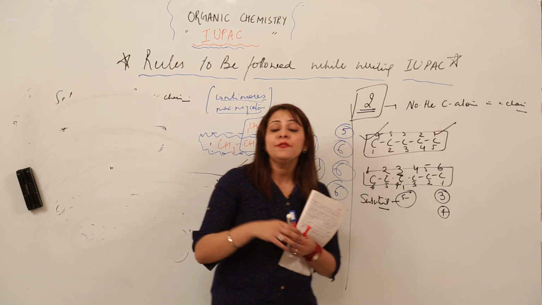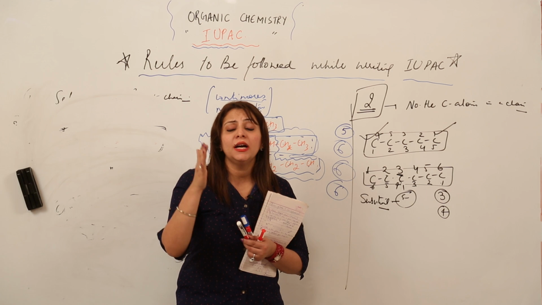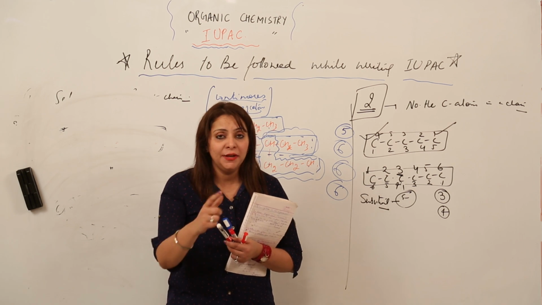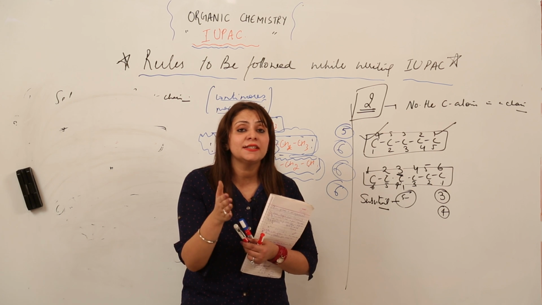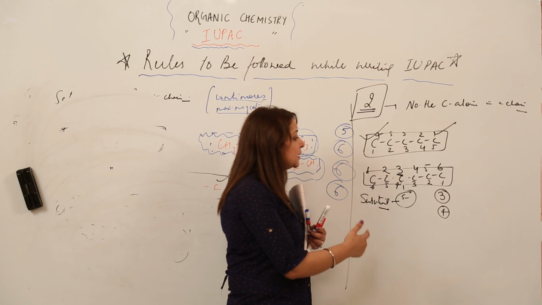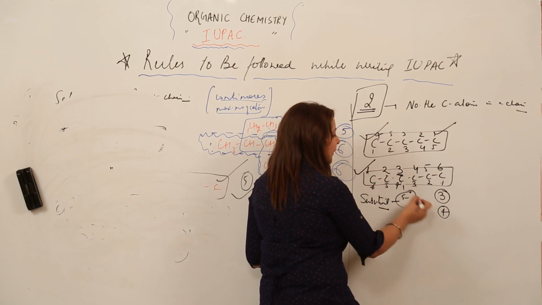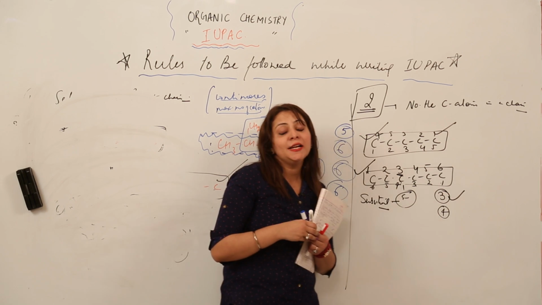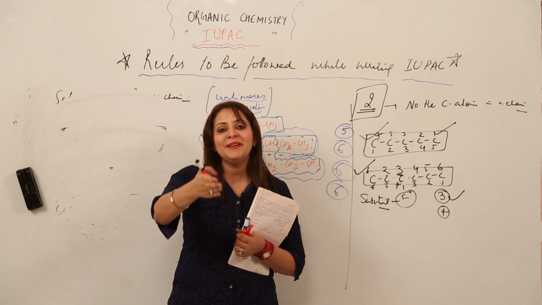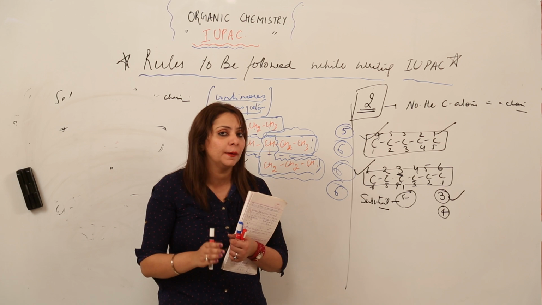So that means we can number it either way, but the preference is given to that numbering in which the substituent gets the lowest number. I may repeat, it's not actually the substituent, it is the carbon atom to which the substituent is attached. So which numbering is going to be correct? Yes, this one, the above one. It is given number 3. So the carbon atom which carries the substituent should get the lowest number. That is an important rule.